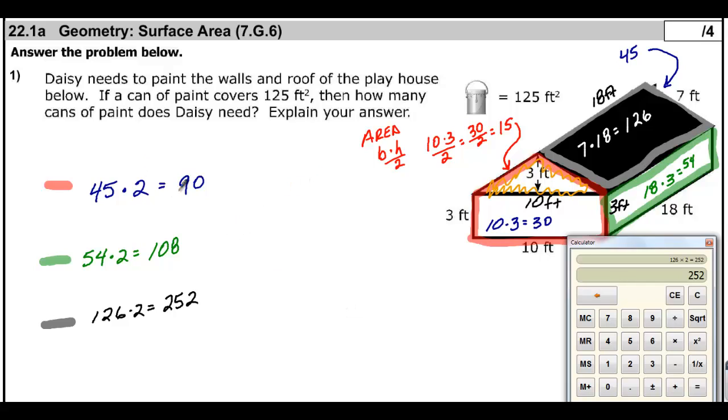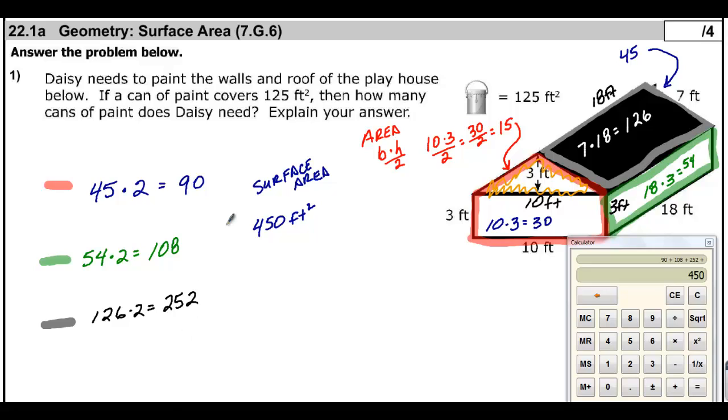Each of these has to be added together now to get our total. So we have 90 plus our 108 plus our 252, and that gives us 450. So we know that we have 450 square feet of surface area. So the surface area of the playhouse is 450 square feet.